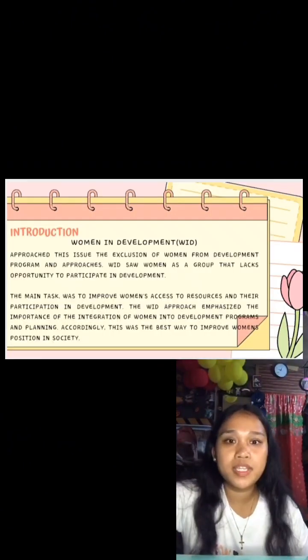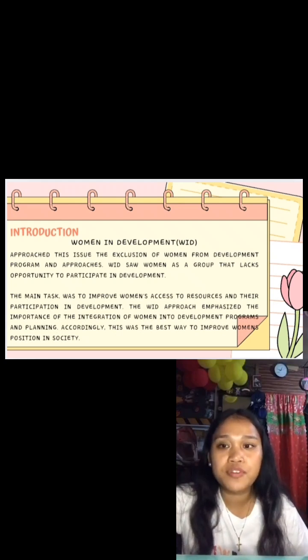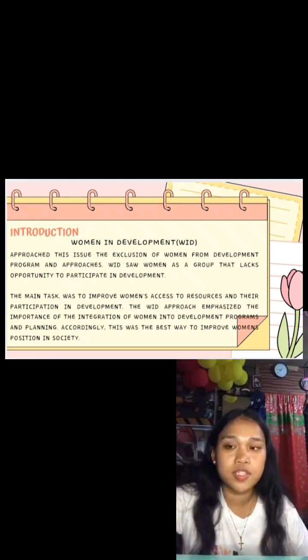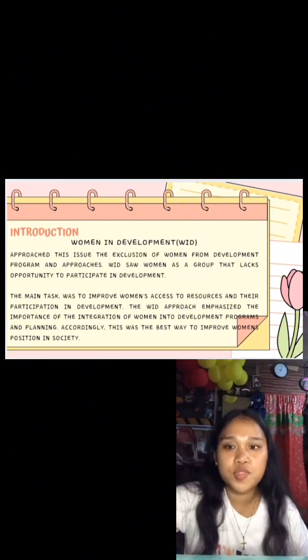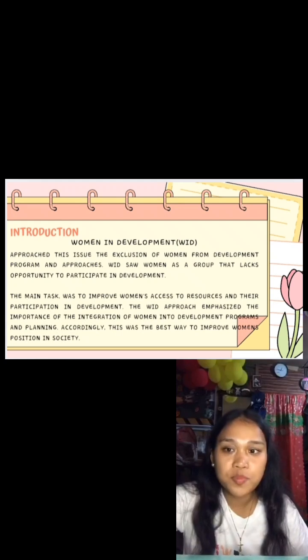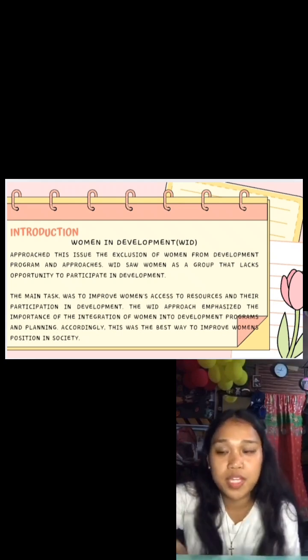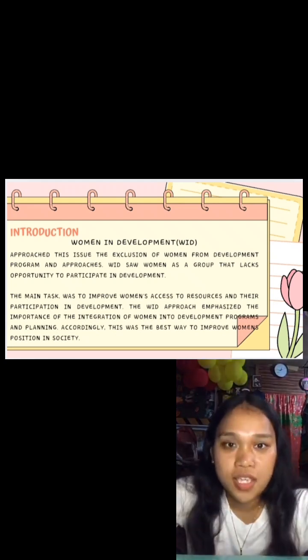Introduction: Women in Development. The Women in Development approach addressed the exclusion of women from development programs and approaches. Women in Development saw women as a group that lacks opportunity to participate in development. So the main task was to improve women's access to resources and their participation in development. The WID approach emphasized the importance of integration of women into development programs and planning. Accordingly, this was the best way to improve women's position in the society.